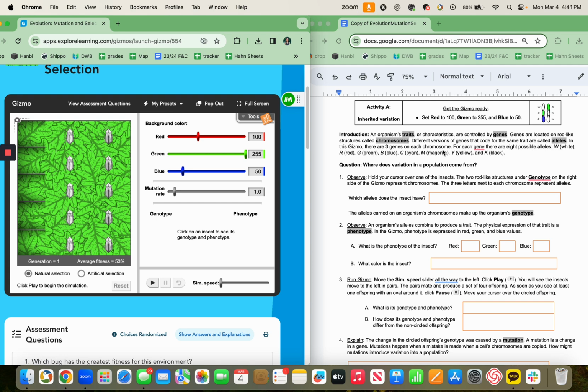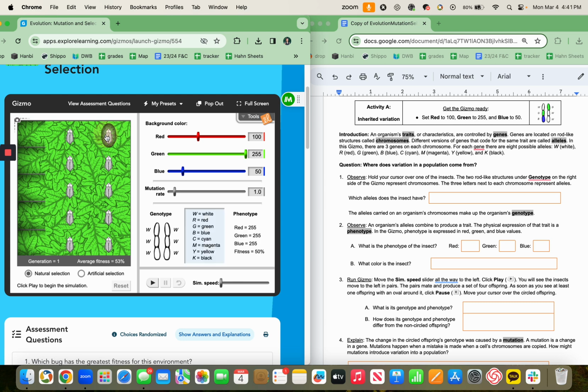In this gizmo, there are three genes. For each gene, there are 8 possible alleles. The different alleles are W, R, G, B, C, M, Y, and K. These are the genes, like this top gene, but there are two different versions you can get. You can get a white one or a green one. This middle one is a gene, but there are two different alleles you can get. Same with this one. All right, so we're going to hold our cursor over one of the insects.